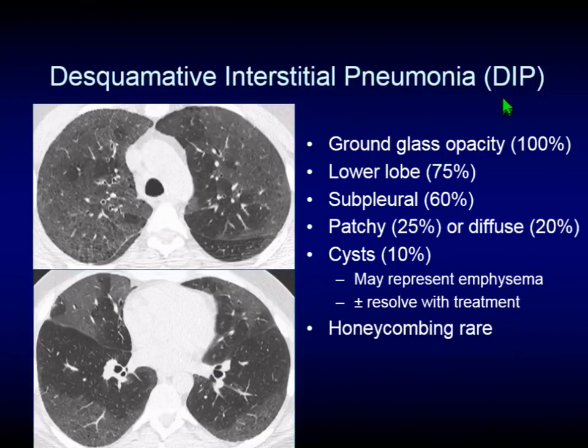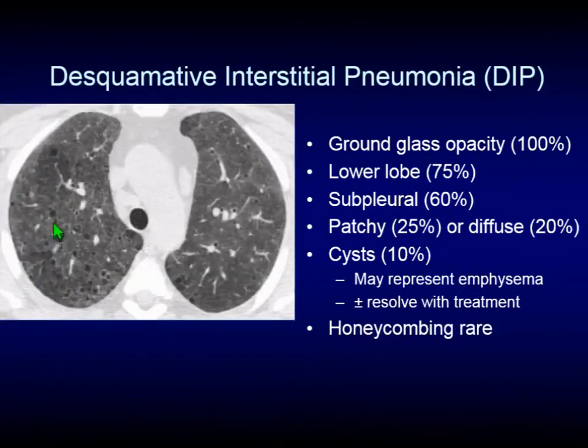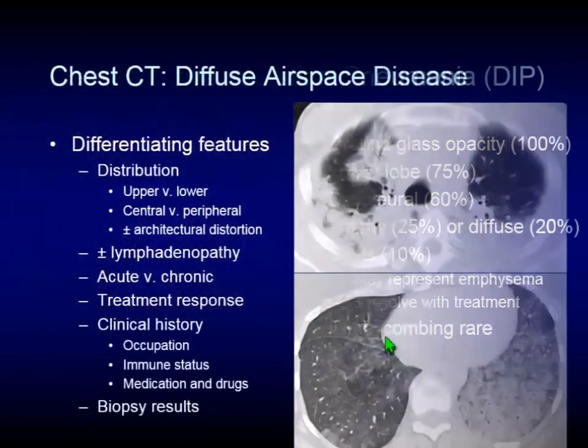Moving on to DIP. Again, this is characterized by ground glass opacity that you see here. It often favors the lower lobe, subpleural lung, and can be patchy or diffuse, as I've shown you. In 10% of cases, you may see small cysts here, and that's due to airflow obstruction. They may also just represent fortuitous or intercurrent emphysema. And again, with this entity, you really don't see honeycombing too often.